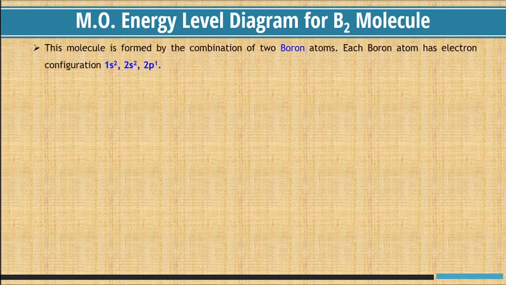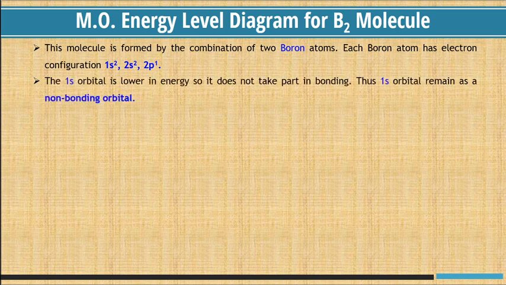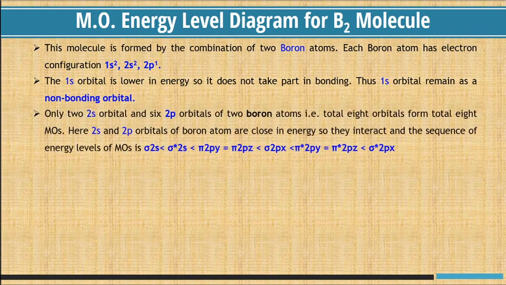This molecule is formed by the combination of two boron atoms. Each boron atom has electronic configuration 1s2, 2s2, 2p1. The 1s orbital is lower in energy so it does not take part in bonding. Thus 1s orbital remains as a non-bonding orbital. Only the 2s orbital and 6 2p orbitals of two boron atoms, that is a total of 8 orbitals, form a total of 8 molecular orbitals.